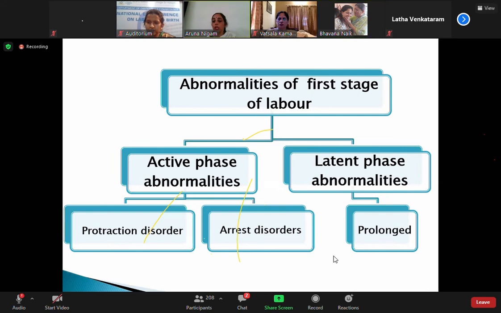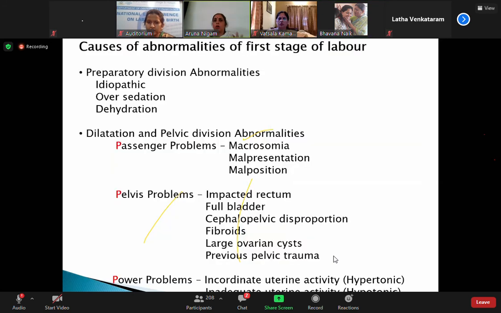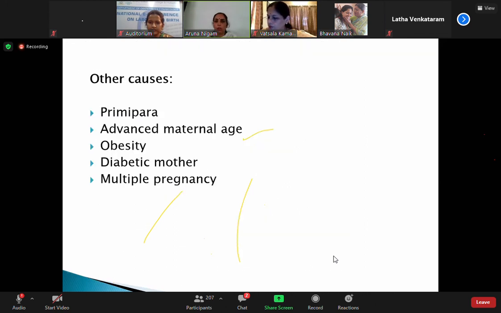So coming to causes of abnormalities of stages of labor, I'm not going into the detail because you can get this in any book: passenger problems, passage problems, power problems. I'll pick up only a few important things from this table. This you can get in any book, so I'm not going into detail on primipara, advanced maternal age, obesity, diabetes. We all know all these things.